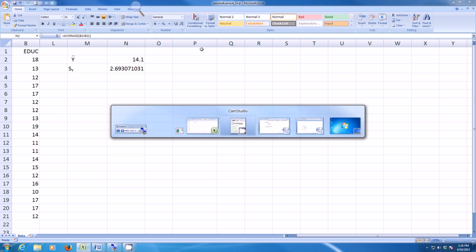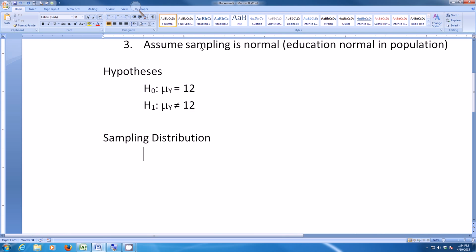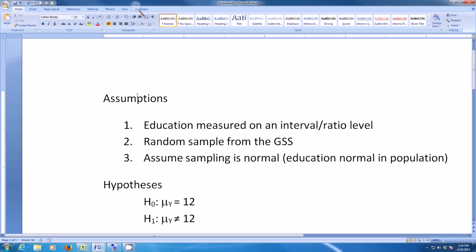And I've outlined those here. So the first thing that we have to do is list our assumptions. And our assumptions have to do with three things. One is the level of measurement of the variable. Two is the method of sampling. And three is the shape of the sampling distribution. So the first assumption is that education is measured on an interval ratio level. And then the second assumption is that we have a random sample from the General Social Survey. The third is that our sampling distribution is normally distributed.